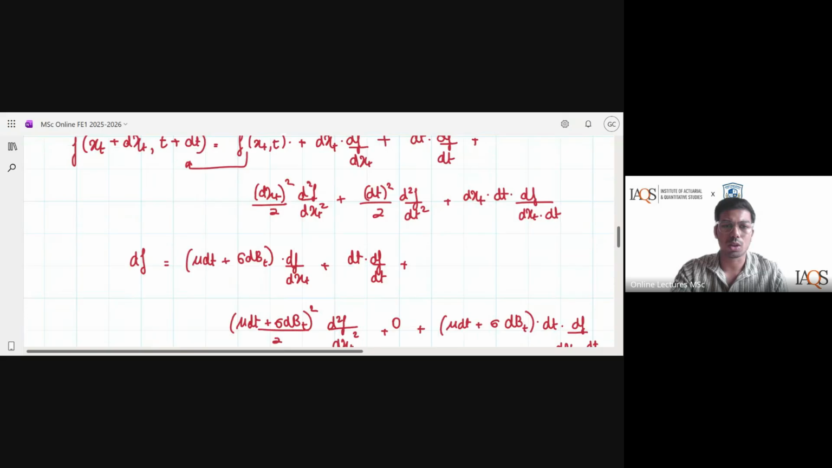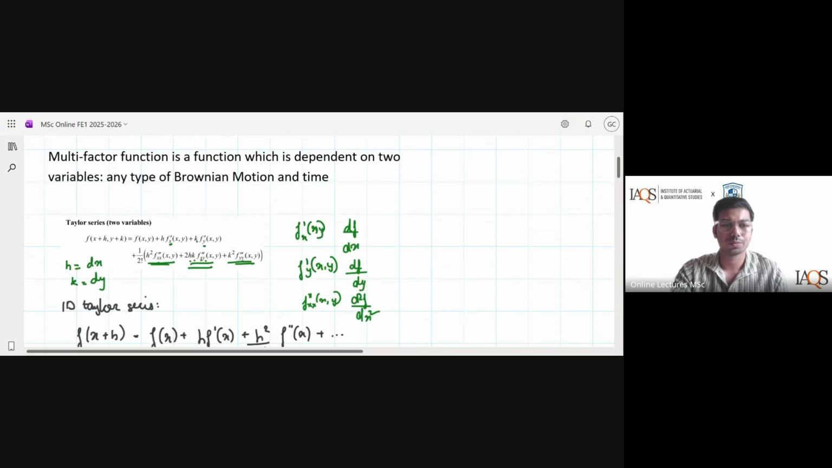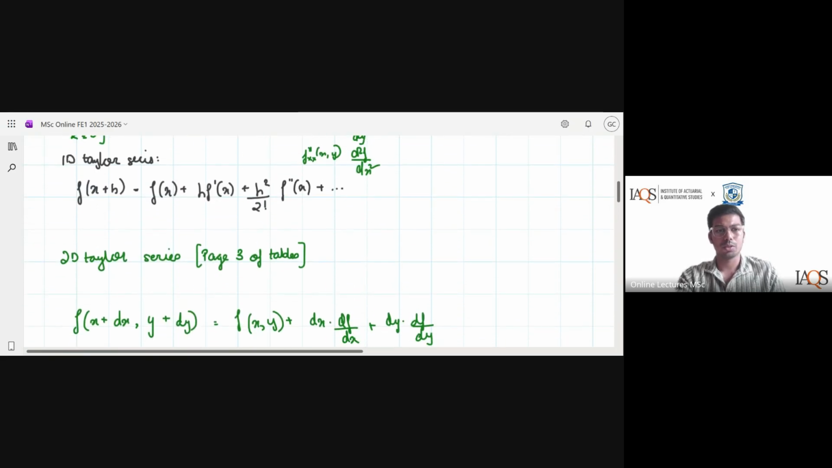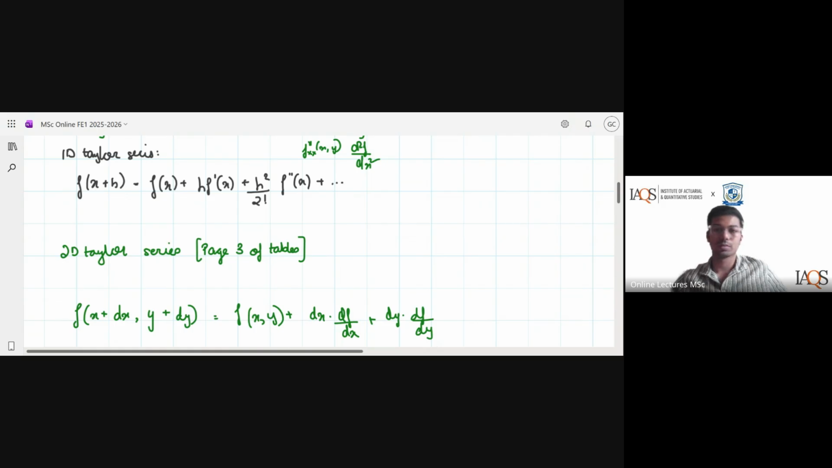Alright, copy this down now. Let me know if you all have any question. Now we'll see how to apply multi-factor lemma.